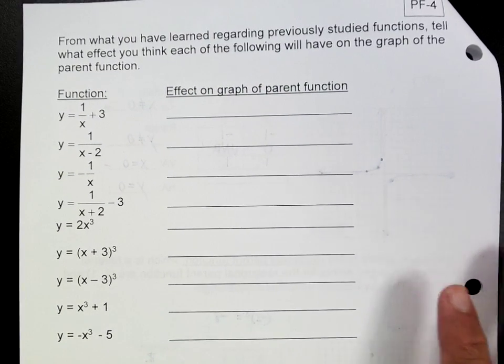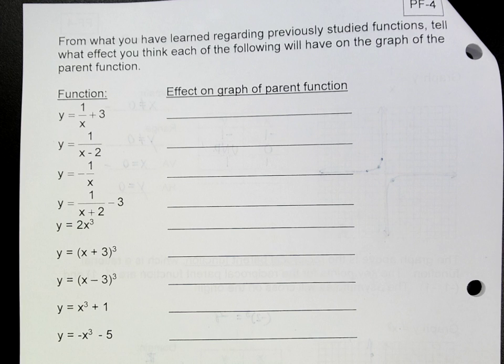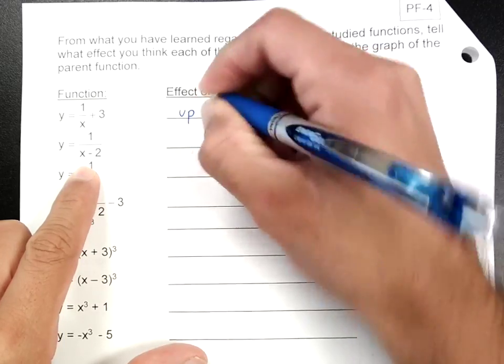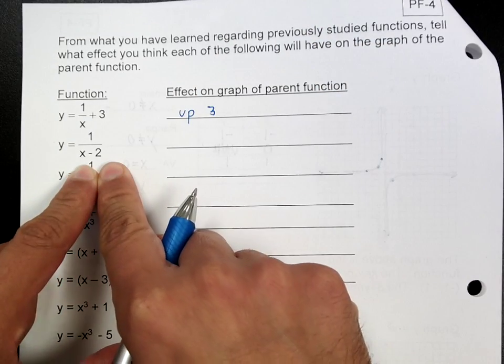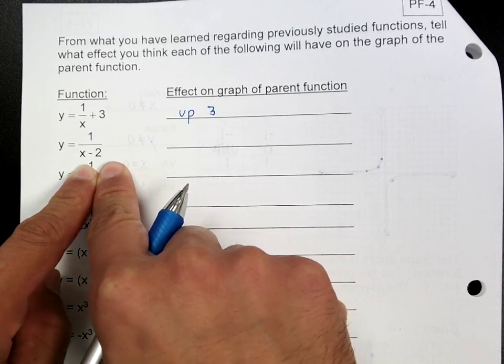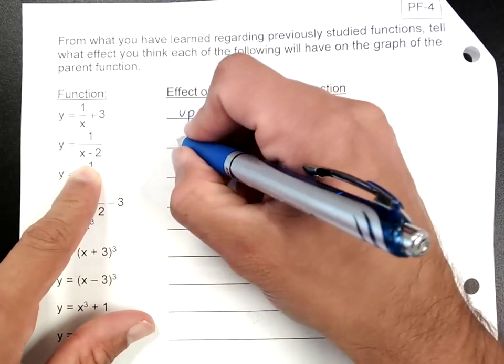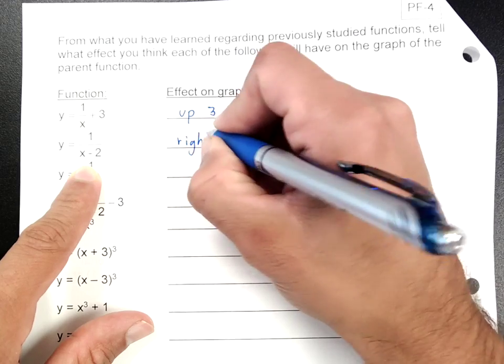All right. So let's look at this one right here. Knowing what we know, what type of effect does this have on the parent function? On this one, is it up 3 or is it to the left 3? Up 3. All right. And you can see the difference here. This is up 3. Now, if it's underneath in the denominator, then that's going to be to the right 2. So if it's underneath, that's going to be right or left. So on this one, don't forget that this is right 2.